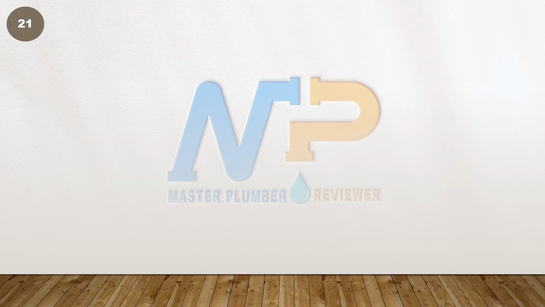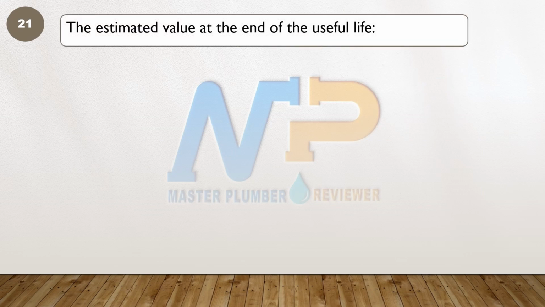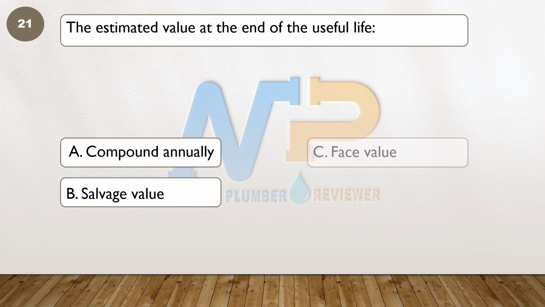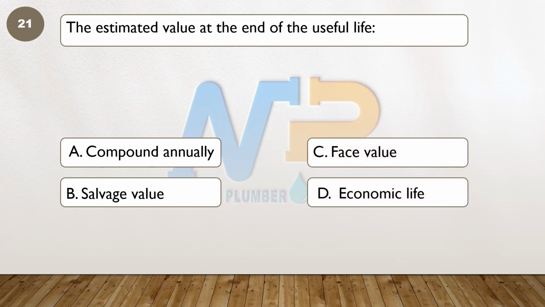Number 21. The estimated value at the end of the useful life. A. Compound annually, B. Salvage value, C. Face value, D. Economic life. The answer: it's B. Salvage value.